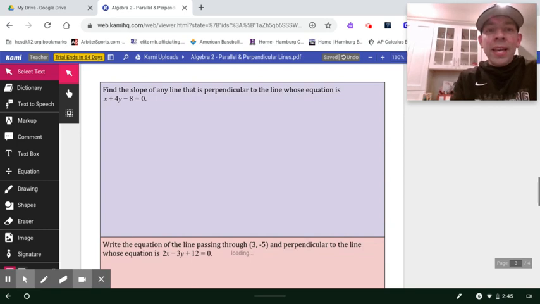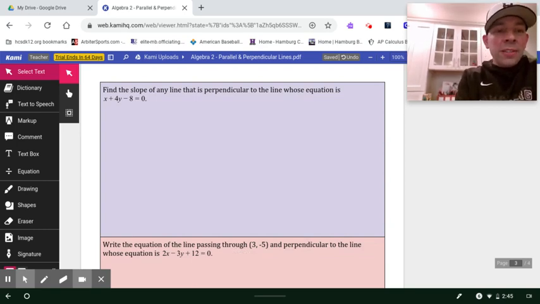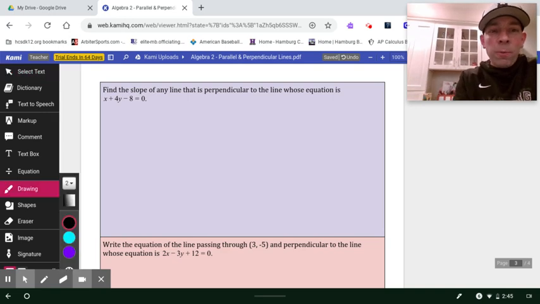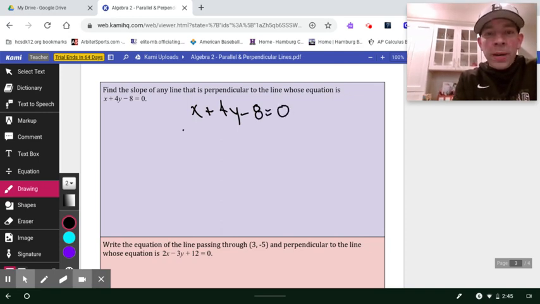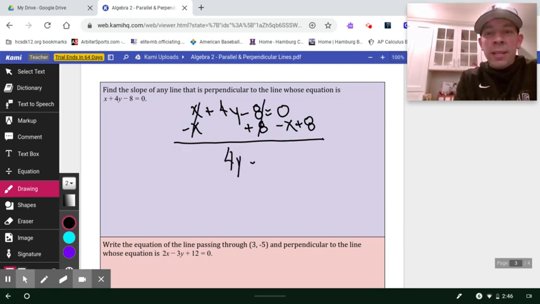Okay. Again, find the slope of any line that's perpendicular to this line. The challenge now is I've got to be able to solve for y. So I'm just going to rewrite this equation, kind of get it in the center of my screen. And if I'm going to solve for y, I'm going to subtract an x from both sides. And I think I'm comfortable adding the 8 over at the same time. I'm going to try to kill two birds with one stone. So if I cancel those and cancel those, I'm going to get 4y equals negative x plus 8.